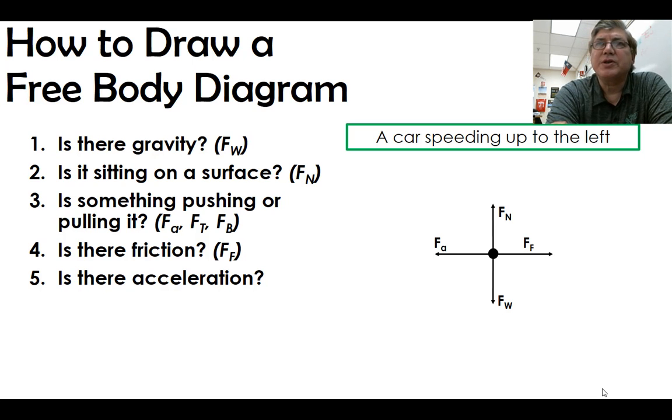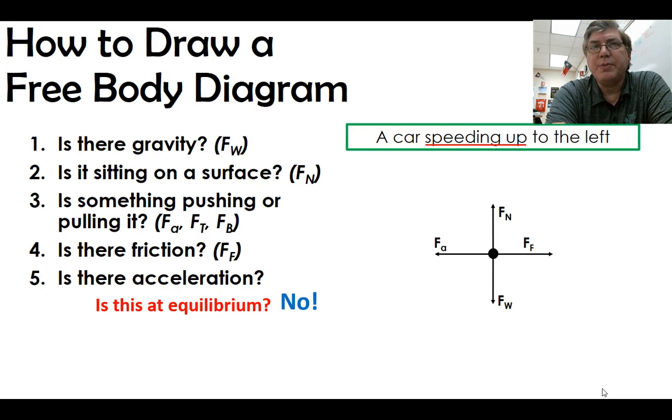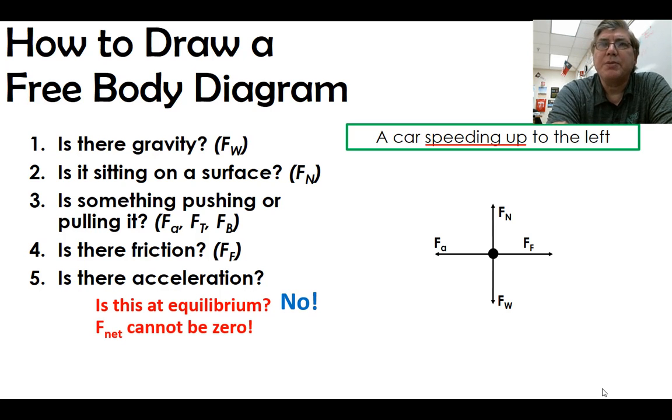The last one says, is there acceleration? Well, the car is speeding up, so there must be acceleration. Is this at equilibrium? No, not if it's speeding up. That means the net force cannot be 0. So one of these arrows, the left or right, must be greater than the other one. Since friction can never be greater than the applied force, we'll just shorten this friction arrow, and the net force is pointing to the left, which is the direction the car is going. Wherever the net force is pointed, that's also the direction of the acceleration.